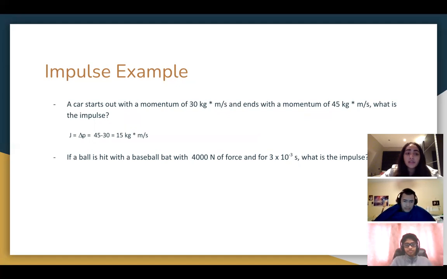The second one, if a ball is hit with a baseball bat with 4,000 newtons of force, and for 3 times 10 to negative third seconds, what is the impulse? If you look at this, it's just applying the other formula. The impulse is force times the change in time. Therefore, you are pretty much just again multiplying these two quantities and you get 12 kilograms times meters per second.